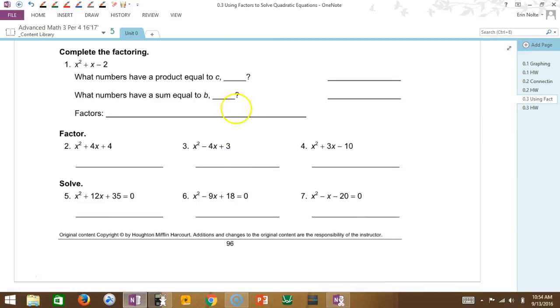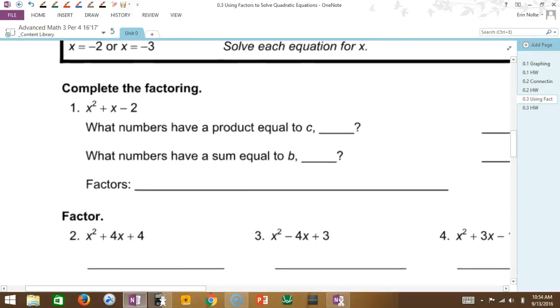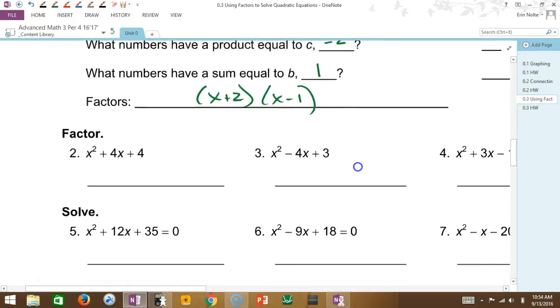Looking at number 1, we're thinking what two numbers multiply to -2 and add to 1? See the middle number? 1. So what two numbers multiply to -2 and add to +1? X minus 2. No. 2 and -1.